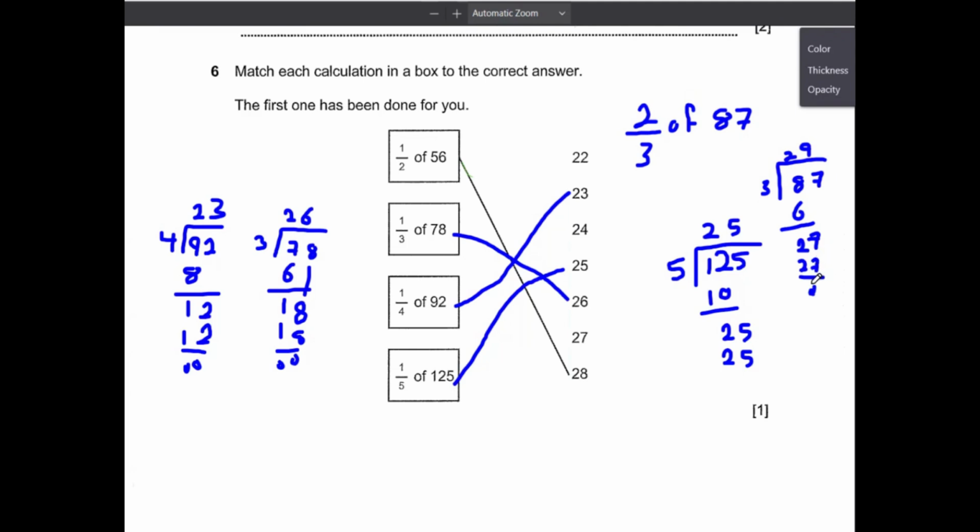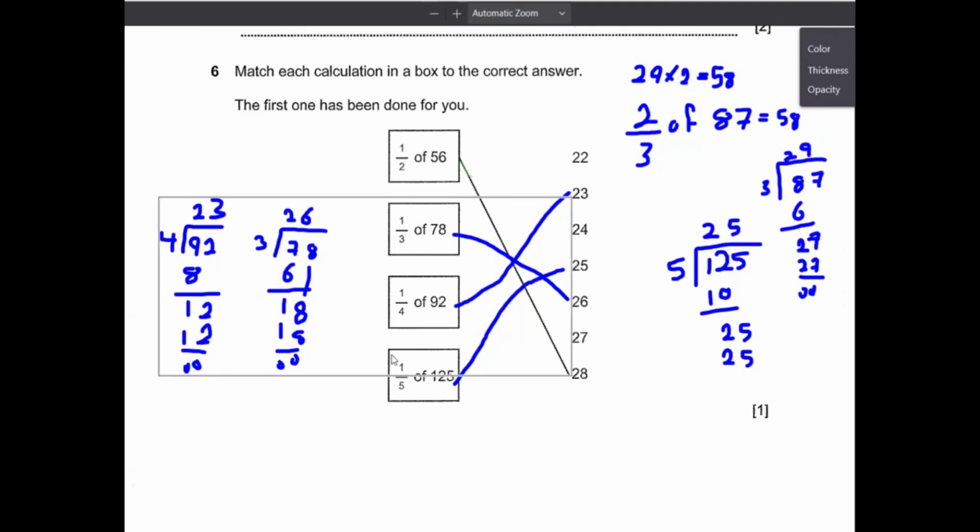Have we finished? No, not yet. After we get 29, we need to multiply it by the numerator. We say 29 times 2, and that's equal to 58. So the answer here is 58. In all the other questions over here, we didn't multiply by the numerator because the numerator was always 1, and when we multiply by 1, we get the same number. Are we clear? Yes.